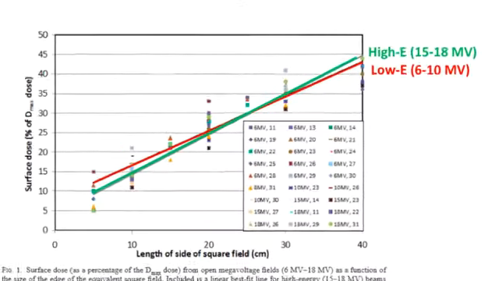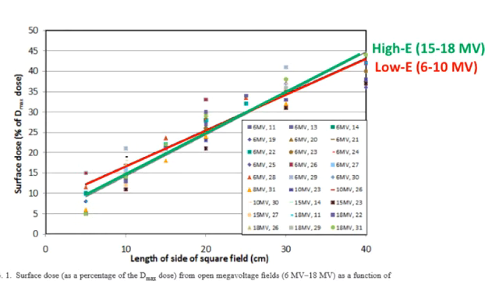So here you'll see that as the field size increases, the surface dose increases as well. And we already saw that before when we talked about field size. But then this is also showing the energy dependence. So you have green, high energy beams, and red, the low energy beams. And you'll see that they're actually very similar, and it's hard to say that one is hugely different than the other. This is data from many different machines.